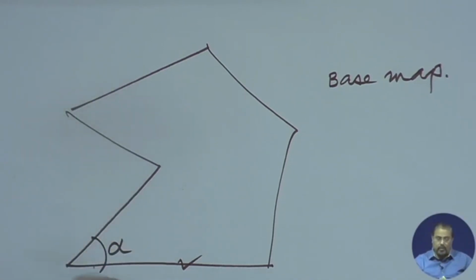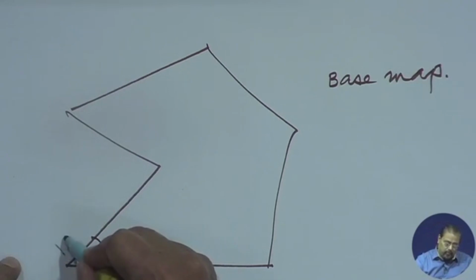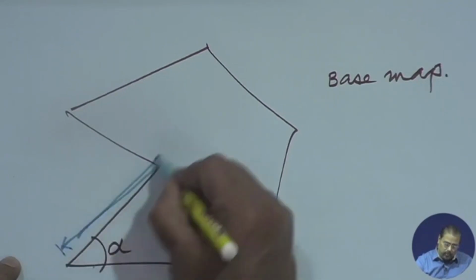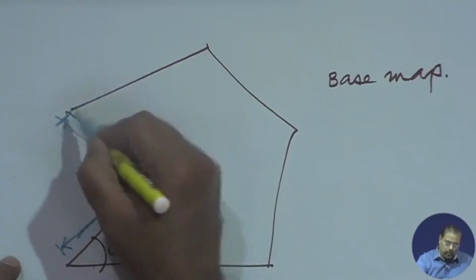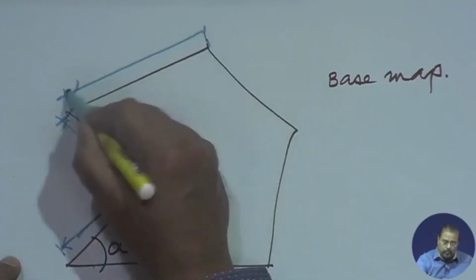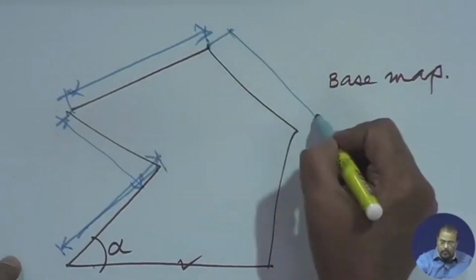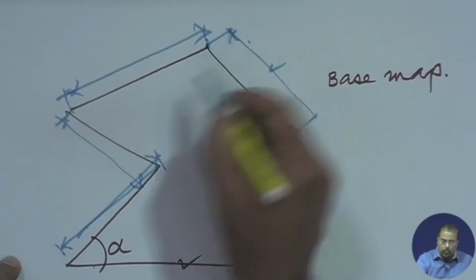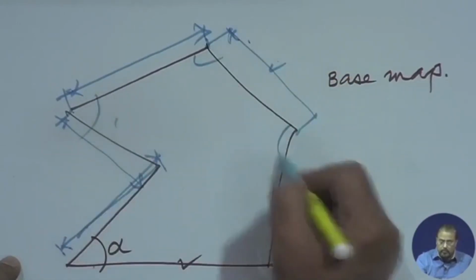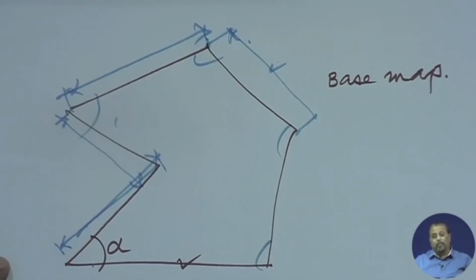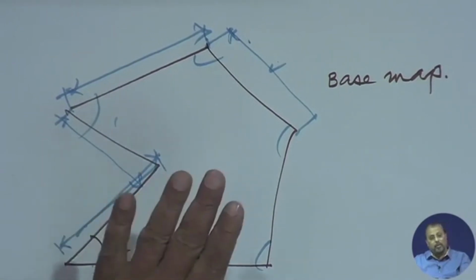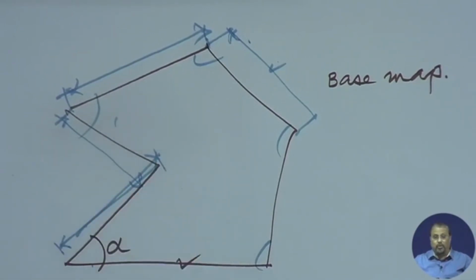That is why, if you have ever seen a dimensional drawing of a base map, you will find this is one dimension, this is another dimension. All these dimensions will be recorded here, and the angles. Along with this, there are many other features contained within that have to be recorded.